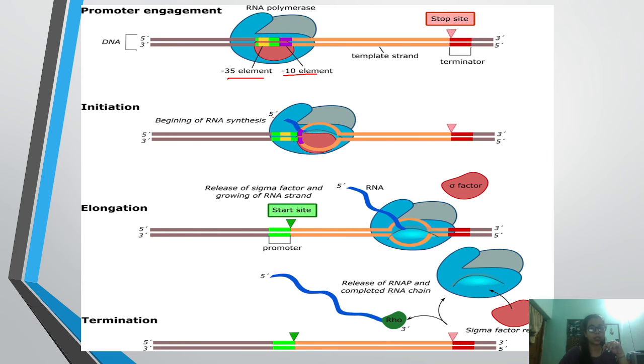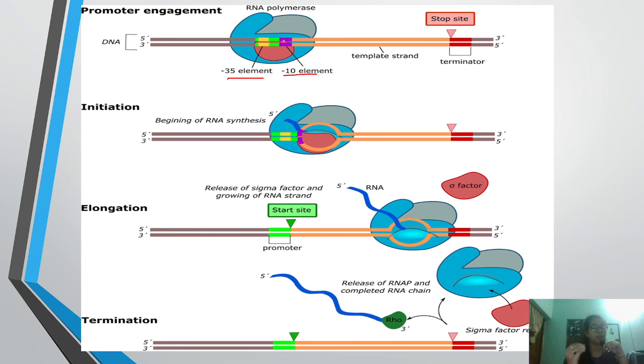Okay, again I am trying to explain one more time. What will happen? The sigma factor will make the RNA polymerase bind to the minus 35 element. Then gradually, when they move to the minus 10 element, they will form a closed complex. The sigma factor along with the core enzyme will form a closed compact structure. That is the closed promoter region, you can say.